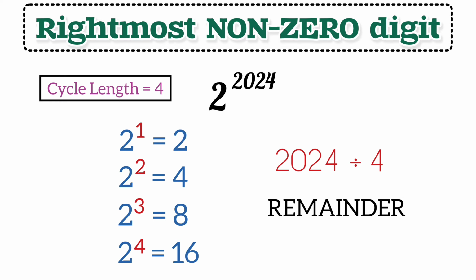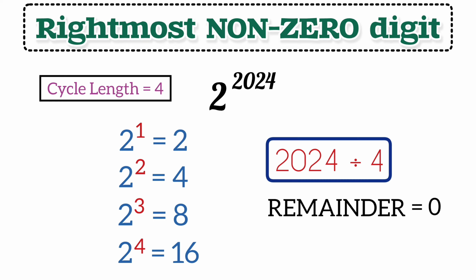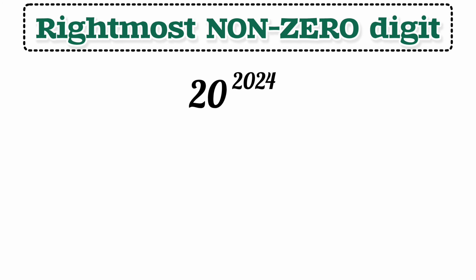In this case, when 2024 is divided by 4, remainder is 0. That means you need to look for the last number in the cycle. So the last digit here would be 6, and the rightmost non-zero digit of 20 raised to the power 2024 will be 6. Let's practice a few more examples so that you never forget this idea.